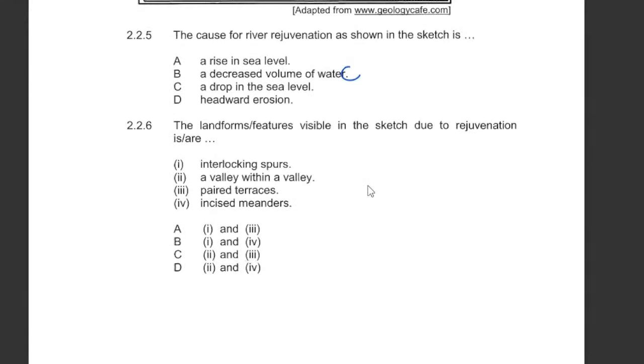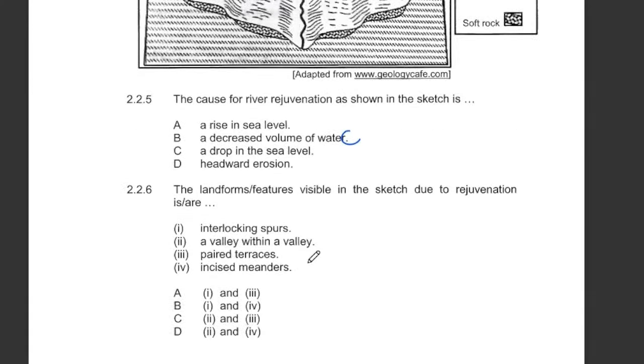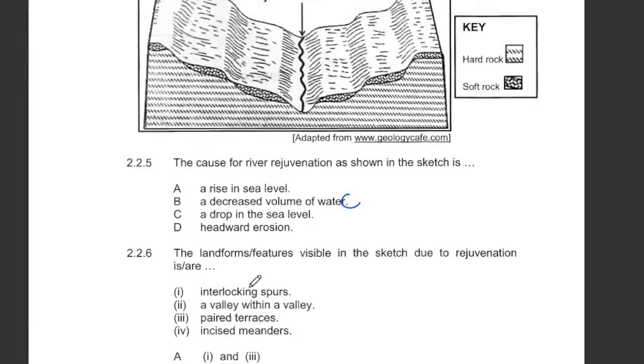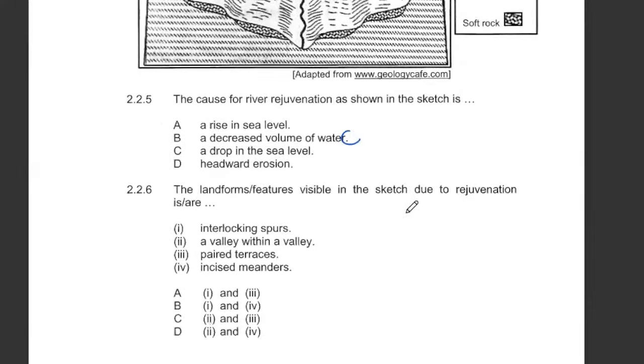The landform features visible on the sketch due to rejuvenation are the interlocking spurs, which are not clearly visible here, but in the valley, obviously that one is there. Paired terraces, we don't see them paired, and then inside the meander. I would say Roman numerals 2 and 4, which is D.